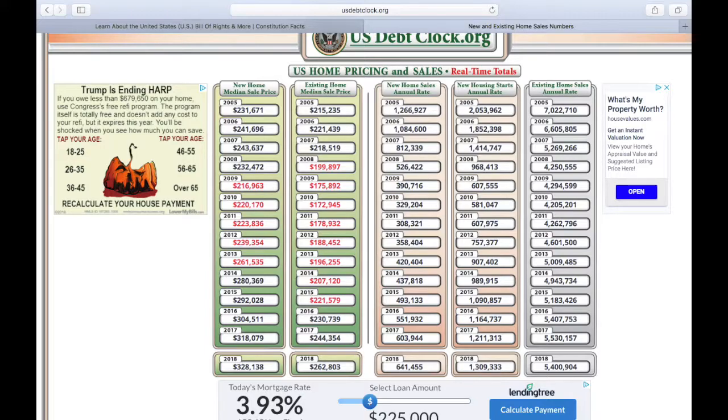New housing starts way back in 2005 was 2 million. 2006, 1,852,000. 2018, 1,300,000. So even though we've had considerable population growth, we still haven't gotten back to where we were. If you go all the way back to 2006, prior to the Great Recession, it was 1,800,000. Now it's 1,300,000. Existing home sales annual rate in 2007 was 5,269,000, and in 2018, 5,400,000 there.